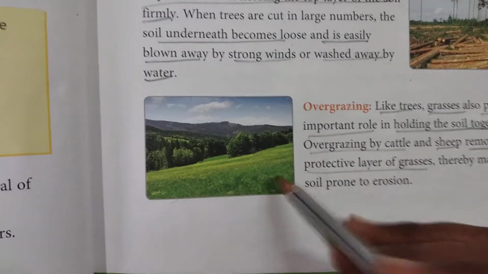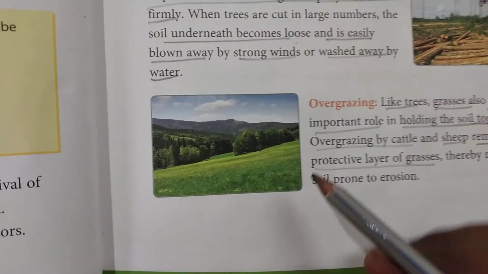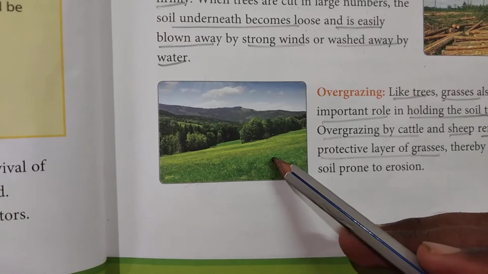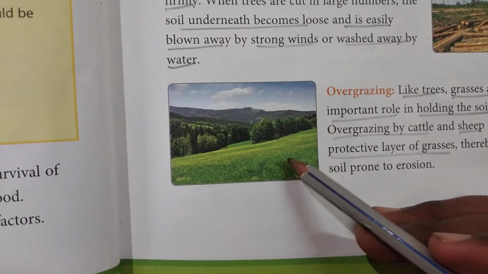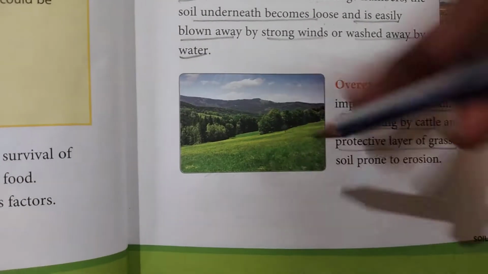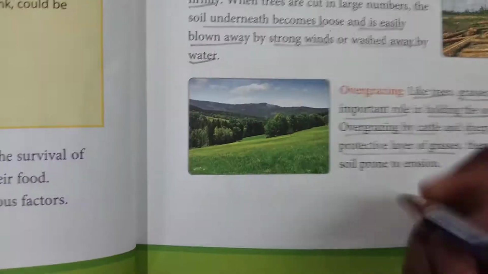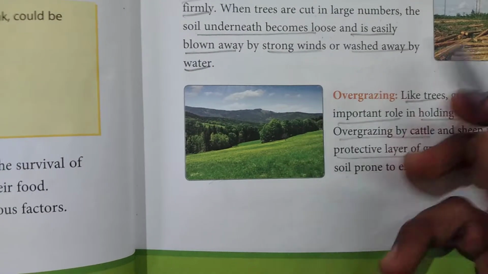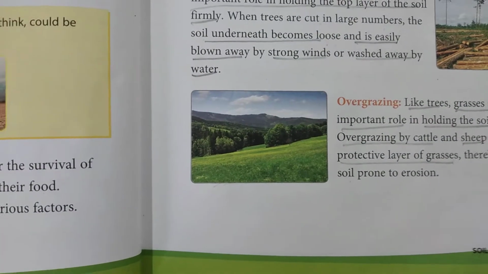So this is also soil erosion. When the cows and sheep come and eat the grass, the soil becomes loose, the soil which is attached to the grass, and that soil is washed away by the wind or water. This is what overgrazing means. Now, what is another topic?